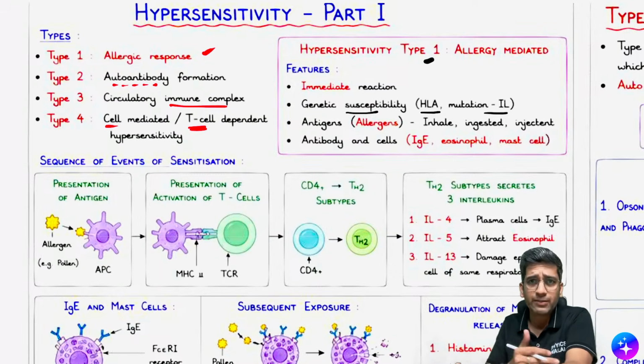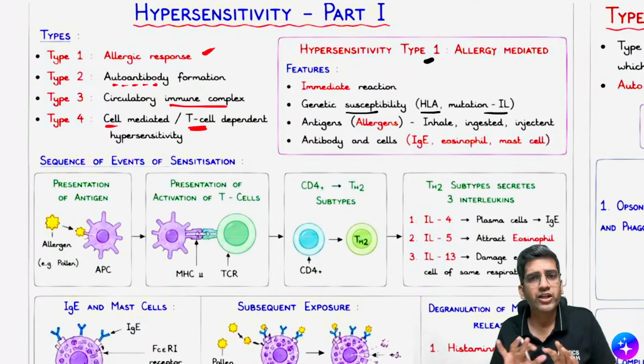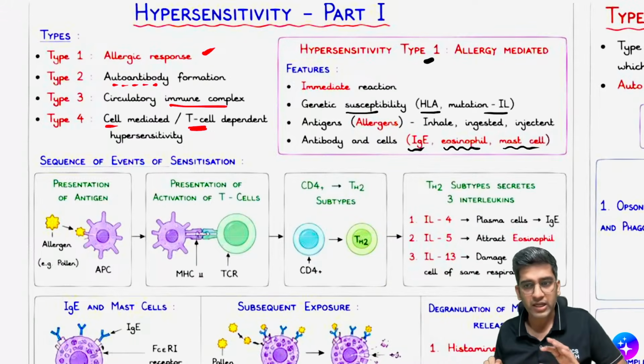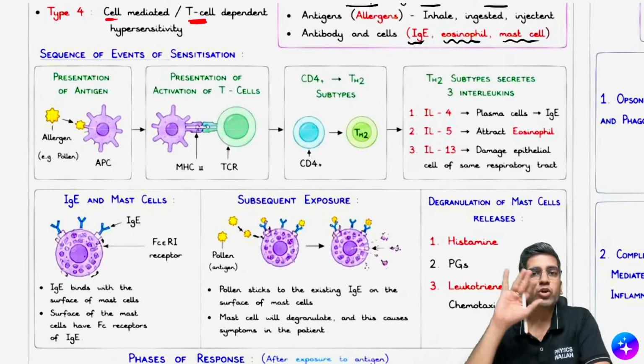I can have injectable antigen also. We can have food allergy also. There are lots of them. The most important antibody is IgE. The cell is eosinophil and mast cell. Okay, perfect. Now we have to look at the pathogenesis.